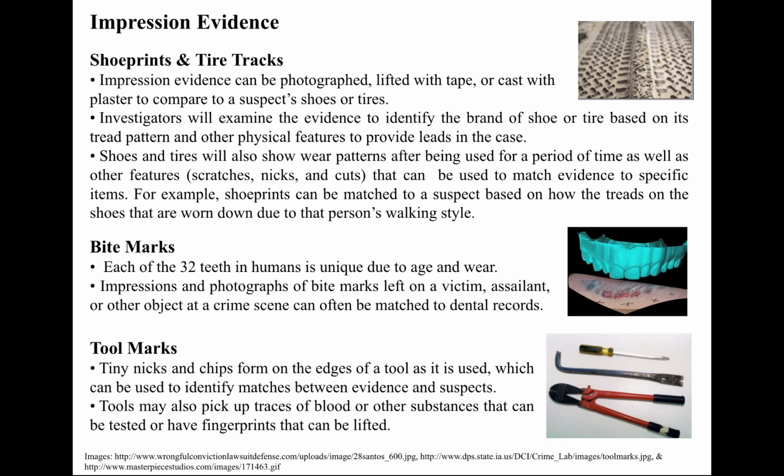There are several types of impression evidence that can be collected at a crime scene. Shoe prints and tire tracks, you can collect by taking a photograph. You can lift it up with tape, or you can use plaster and make a cast of it, and then compare it to suspect shoes or tires. You can also examine the evidence to identify a particular brand of shoe or tire based on the patterns and other physical features. And shoes and tires will also show different types of wear patterns based on use, and different features, maybe scratches and nicks and cuts that can match evidence to specific items.